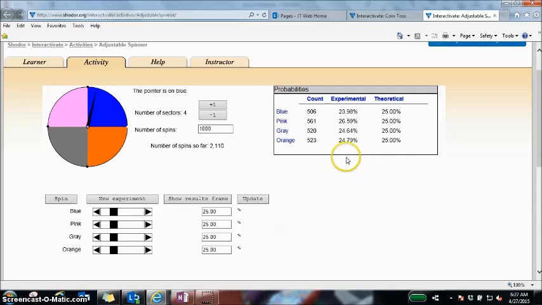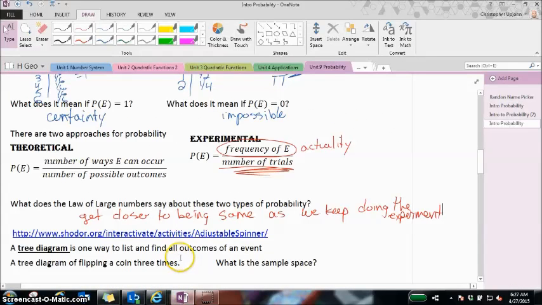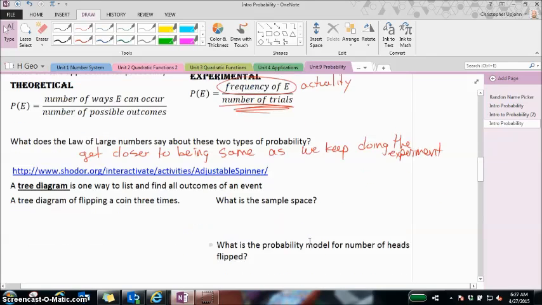Another 1,000, and getting even closer. Another 1,000. We're getting really darn close. Pink still comes up a little bit more often than we expect, but the other ones are almost exactly at 25%. We're getting there. So that's what the law of large numbers says. As we keep doing it and getting closer and closer to a bigger number, those values, the theoretical, what should happen, and what's actually happening become the same thing.